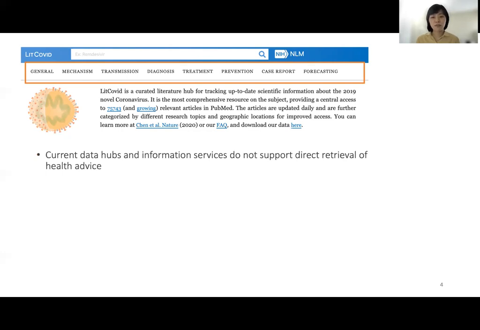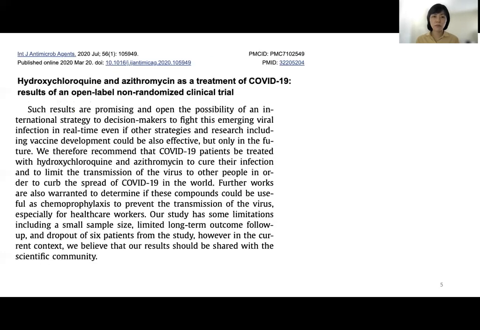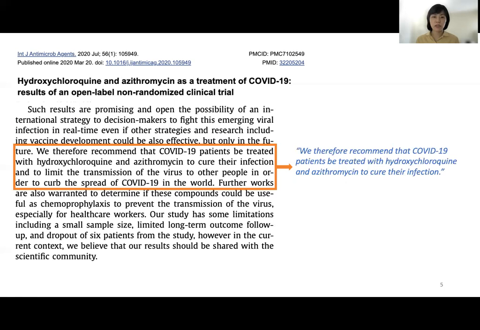However, navigation and summarization of health advice are very useful. Let's look at one example about whether to use hydroxychloroquine as a treatment for COVID-19. The paper shown here is a widely cited and reported study for using HCQ in treatment of COVID-19. This study recommended using this medicine.